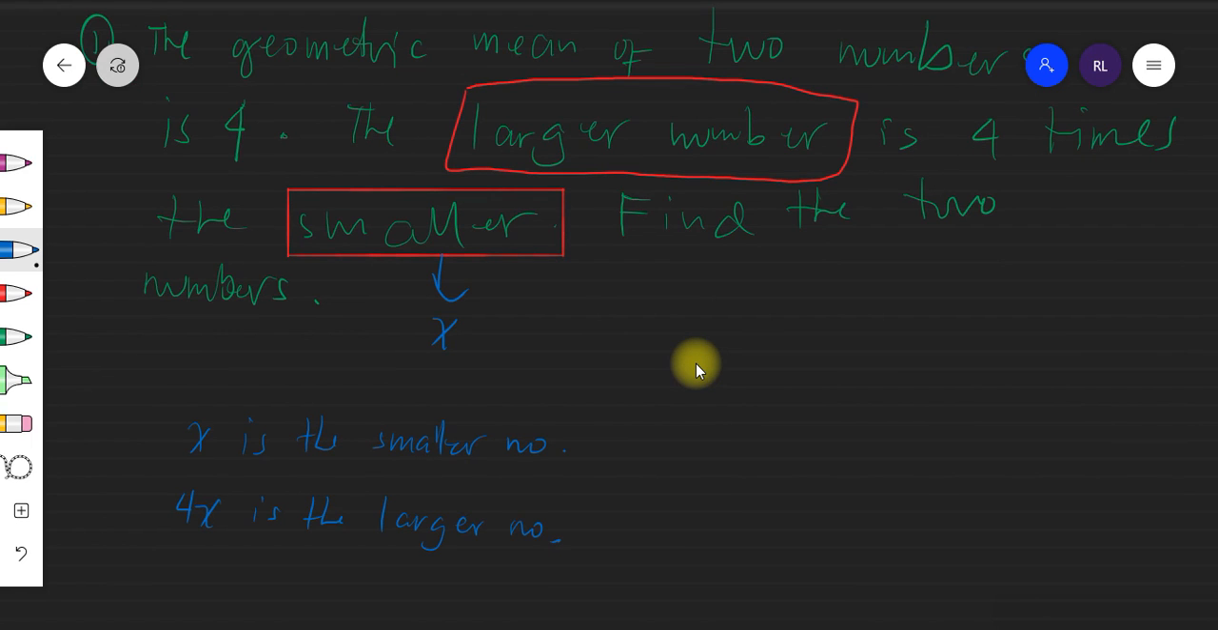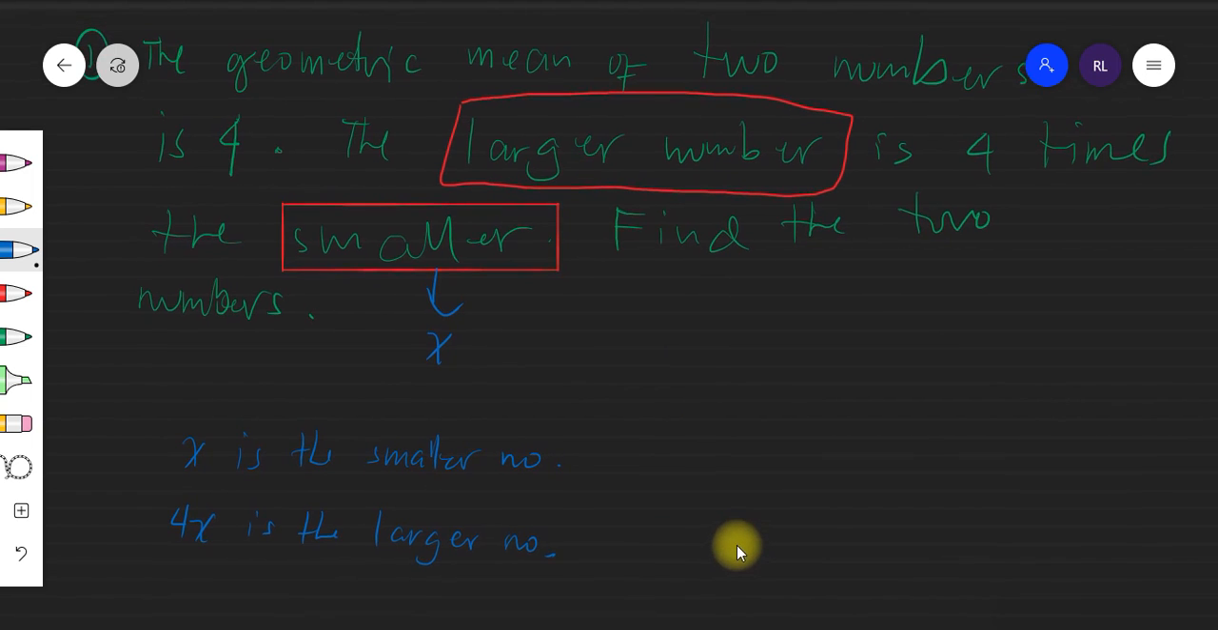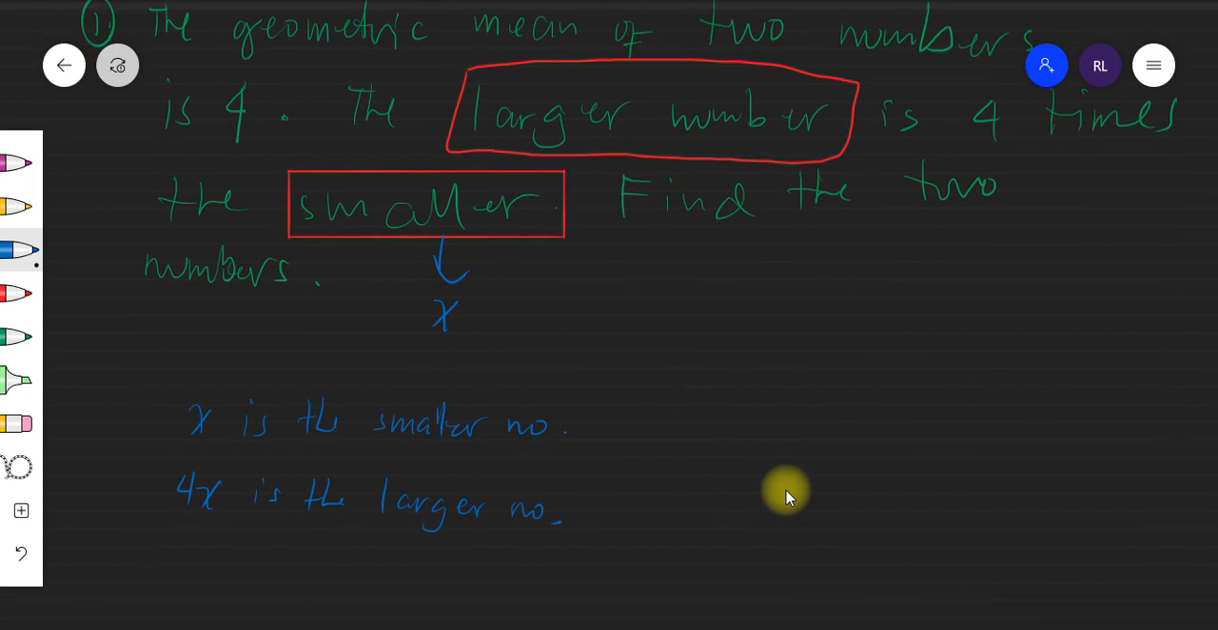And if we are going to get the geometric mean of x and 4x, which are our two numbers, we have a geometric mean, our GM, of 4. So remember, if we have two numbers, we multiply, then we get the square root. Multiply these two numbers, then take the square root, equals the geometric mean.